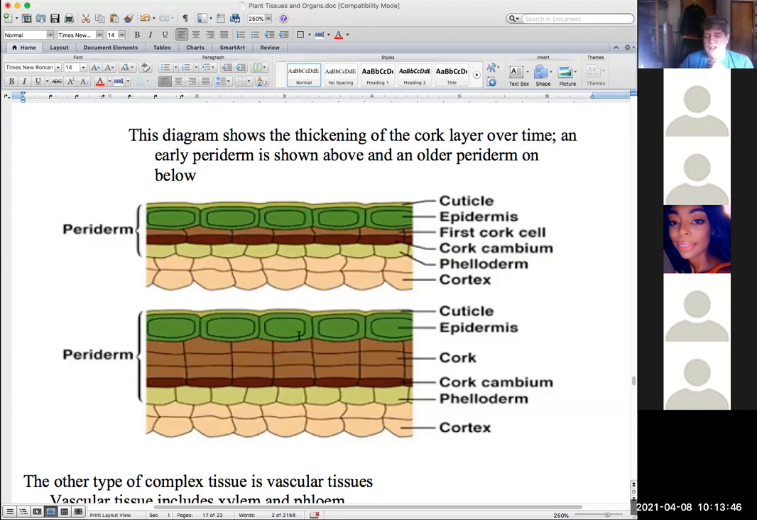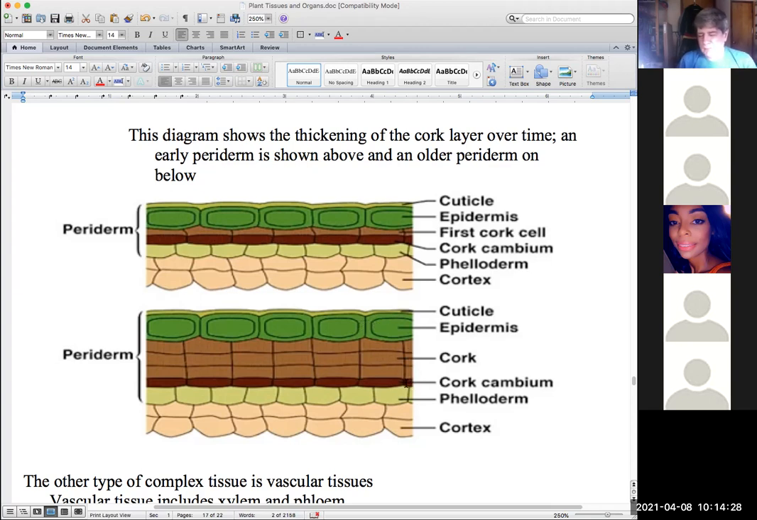Down below, we see what would happen if this periderm grows for a period of time. So notice the phelloderm is generally only 1 cell layer thick. There are a few weird plants where it's 2 or 3, but they're pretty weird. The cork cambium is still only 1 cell layer thick. The cork, notice there's now 3 layers of cells. And at this point in the plant's life cycle, we still have the epidermis and we still have the cuticle.